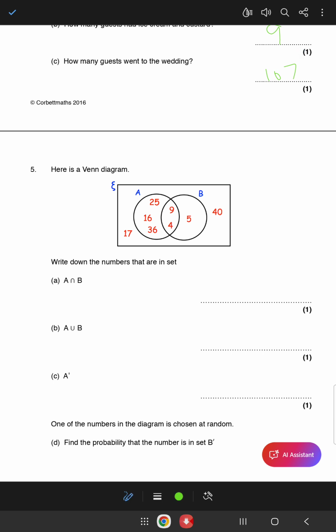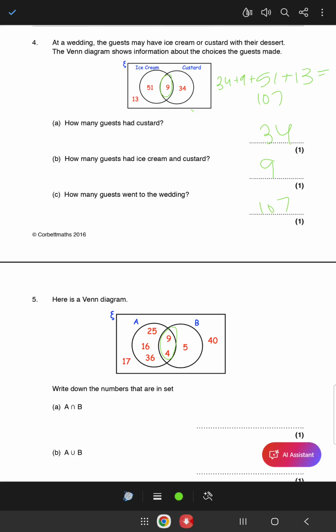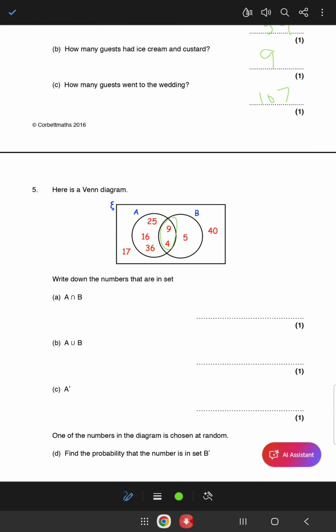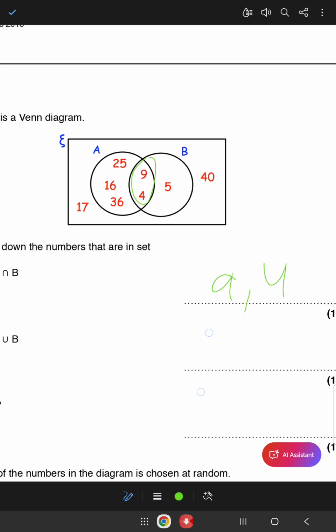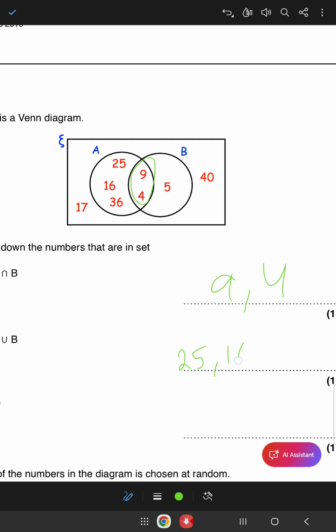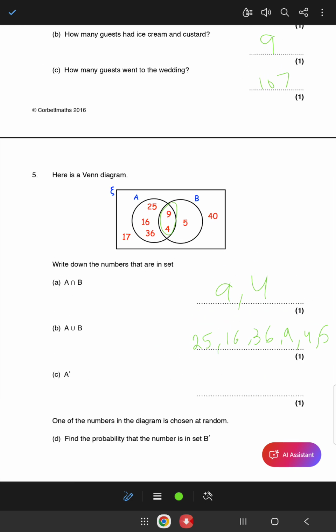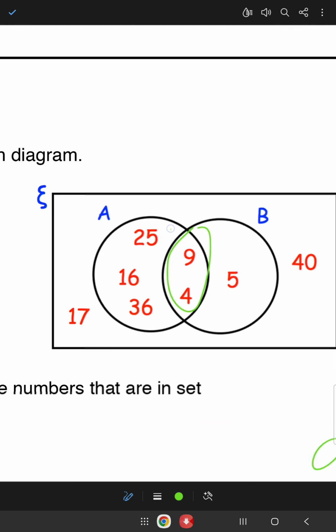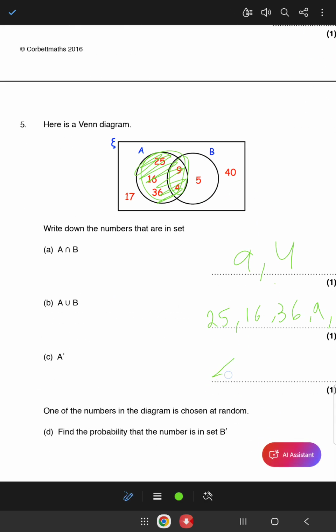Okay, so now here's a Venn diagram. Write out the numbers A intersection B. So here, A intersection B, 9 and 4. A union B, so 25, 16, 36, 9, 4, and 5. A complementary, everything but A. So this includes this whole circle. So let's just shade it out. 5, 40, and 17.